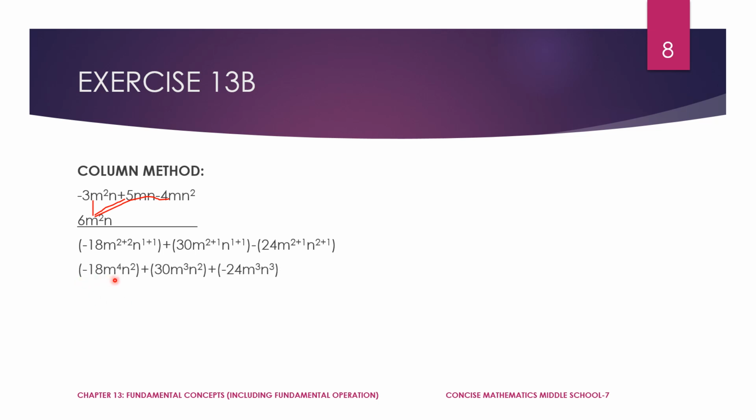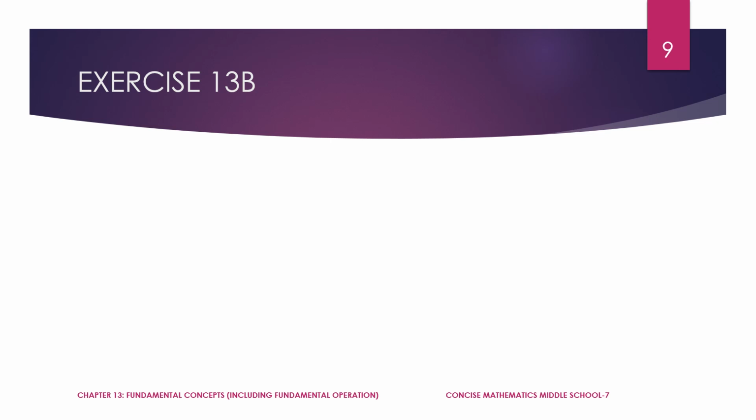Minus 18, and now I am just adding all the exponents. So I am removing the braces over here. Minus 18 m to the power of 4 n square plus 30 m to the power of 3 n square, plus into minus, minus 24 m cube n cube. This is the answer.